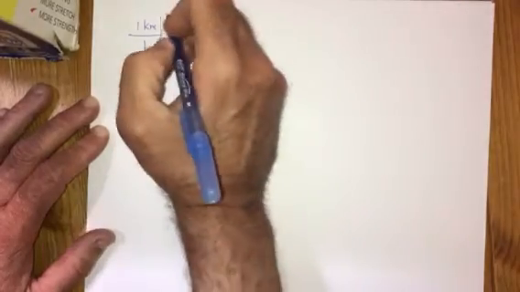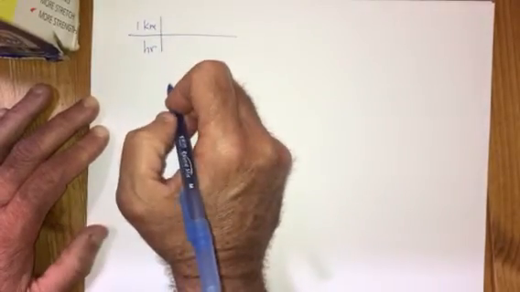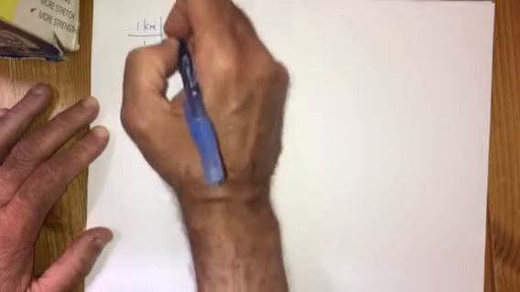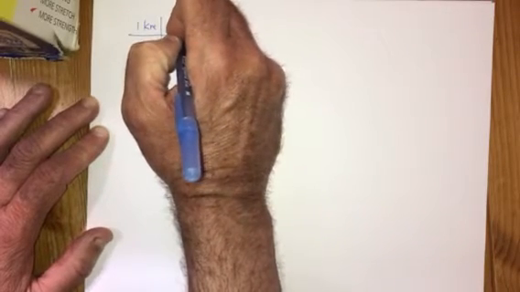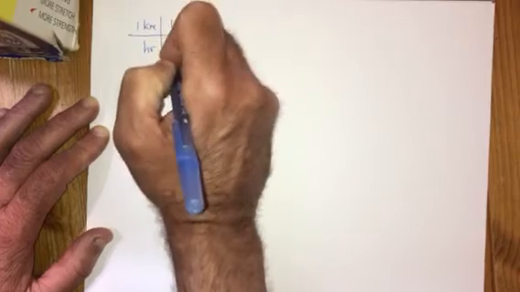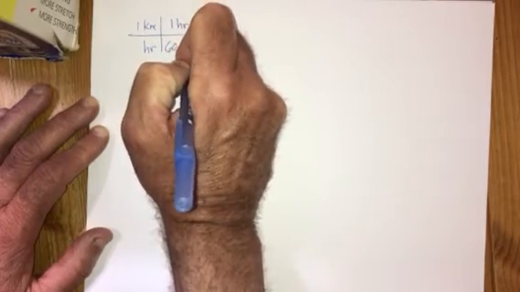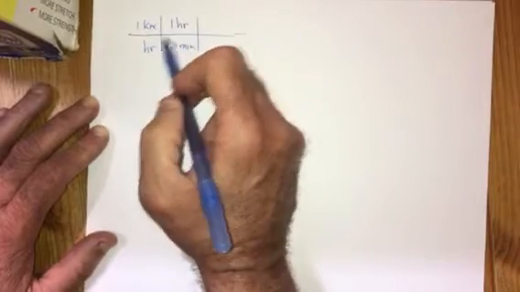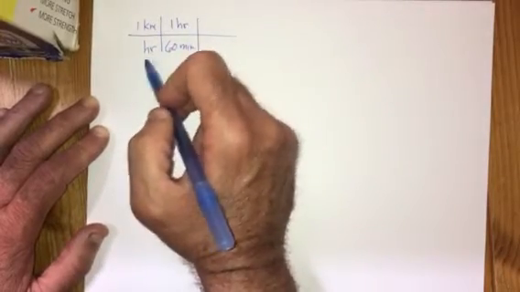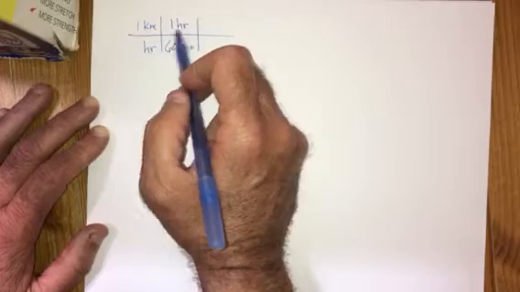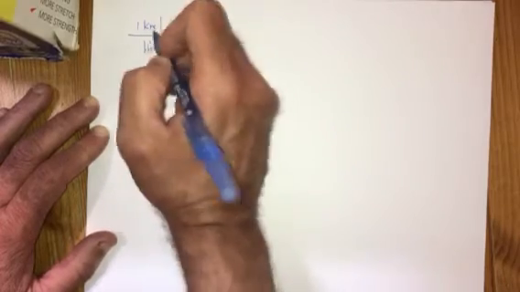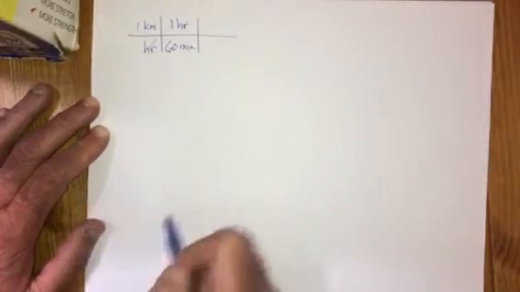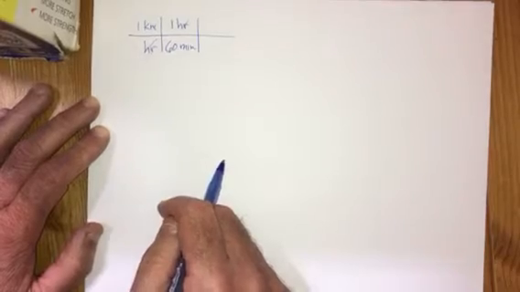In the next cell, we're going to write the unit conversion going from hours to minutes. So up top here we'll write 1 hour. On the bottom is the same as 60 minutes. I wrote that purposely so that the hours are diagonal to one another. When they are diagonal like that, we can cancel them, just like numbers do.